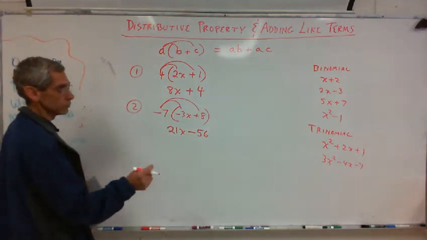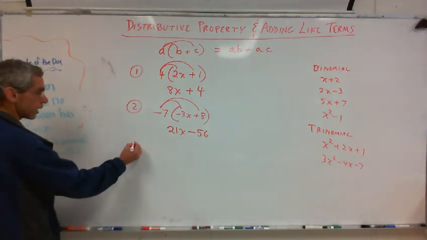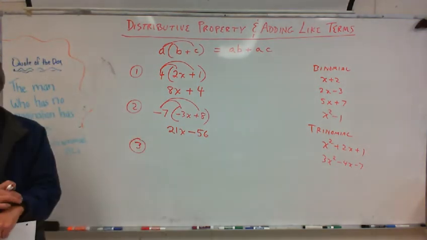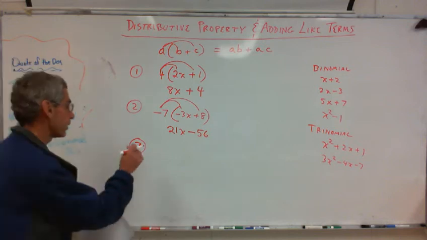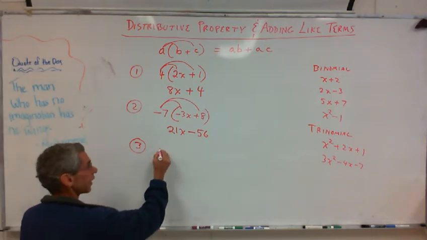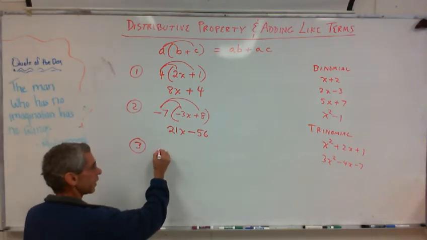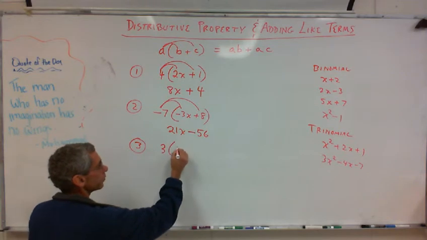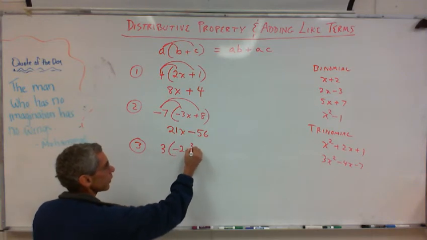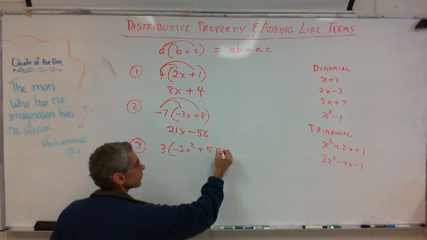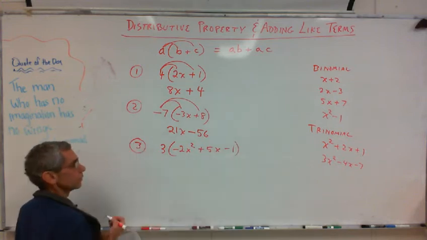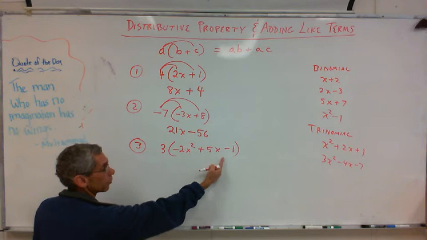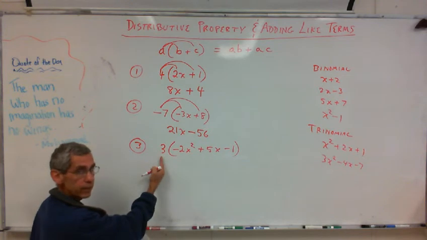Okay, so let's try one with a trinomial. We're running out of time. So let's say I had 3 times negative 2x squared plus 5x minus 1. This is now a trinomial that I'm going to multiply times 3.